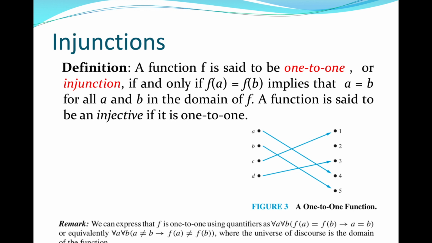What we mean by a one-to-one function, or injection, is that f is one-to-one if and only if f(a) equal to f(b) implies that a equals b, for all a and b in the domain of f. A function is said to be injective if it is one-to-one.